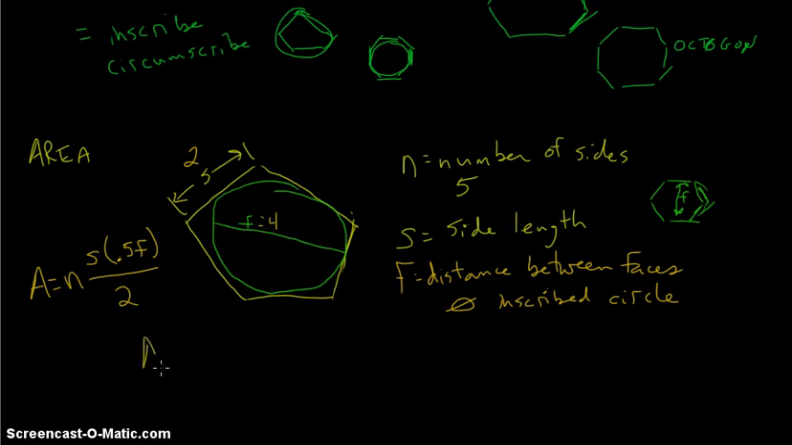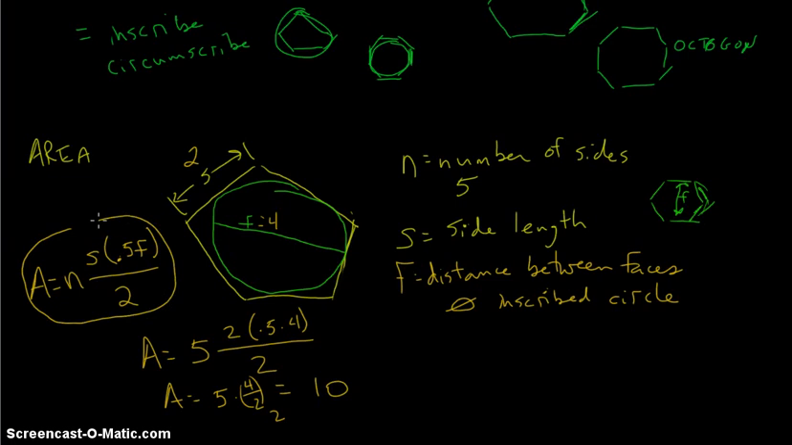So we could have area equals, and we have 5 sides, so that would be 5 times 2 times 0.5 times 4, all over 2, and our area would be 5 times, and this would be 4 over 2, so that would be 2. So our area would equal 10. So again, this is our formula for the area of a regular multi-sided polygon.